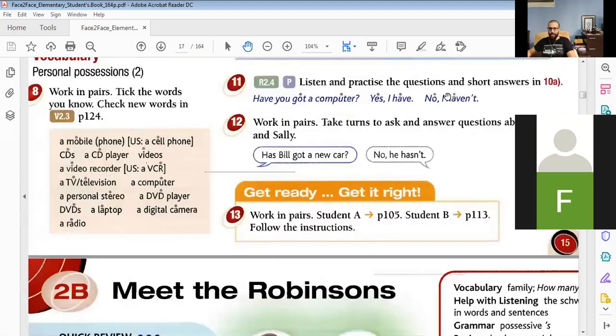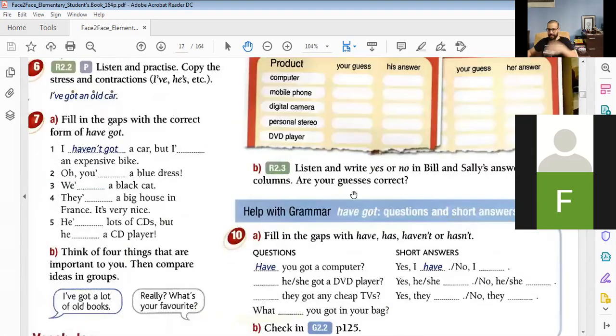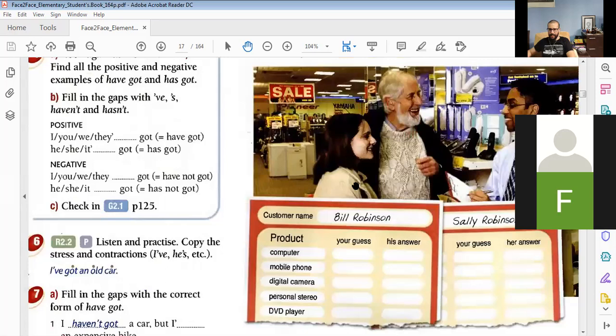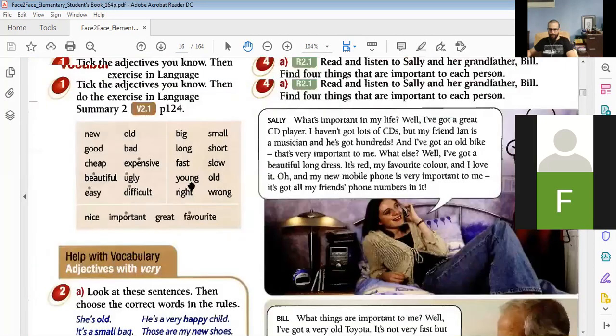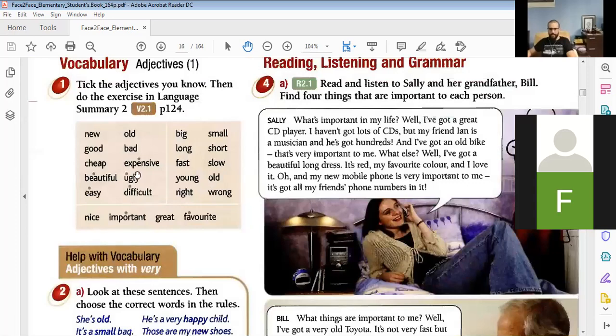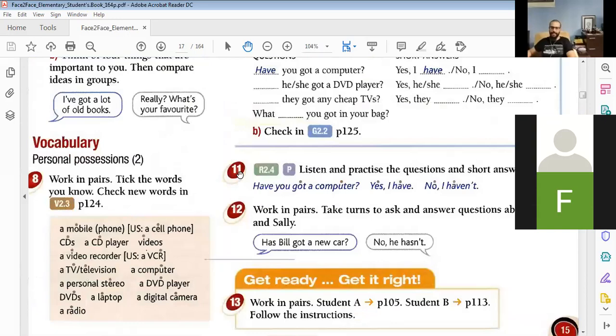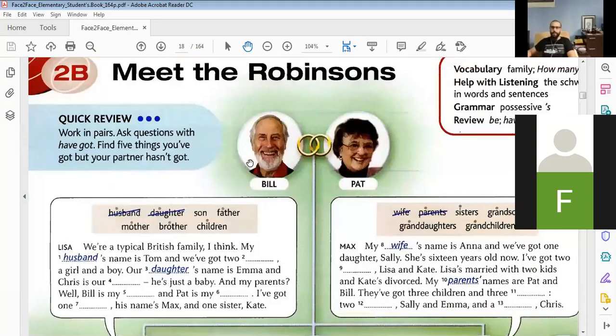Okay, so we just talked about, very quickly, Fatima, the things we covered in our last lesson, have got, how to use have got. We also talked about adjectives, big, small, fast, slow, cheap, expensive. All of this was in our last lesson. Today, we'll talk about families. We're going to talk about families and family relationships.